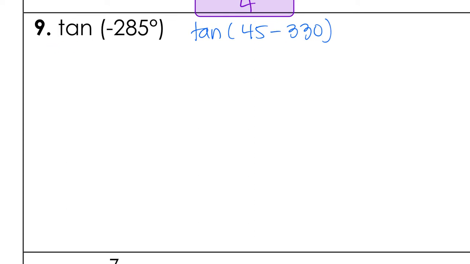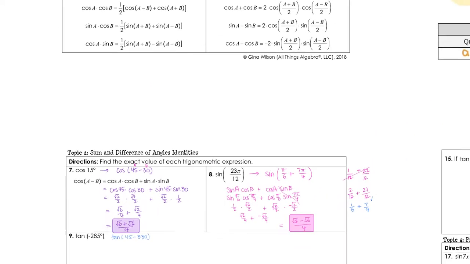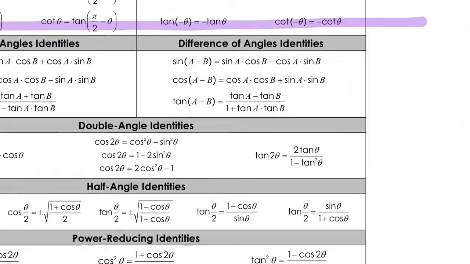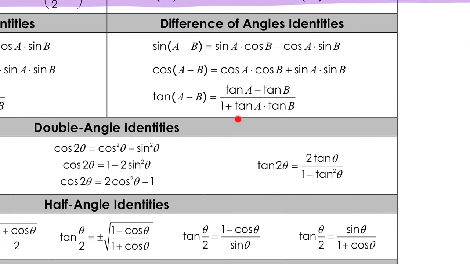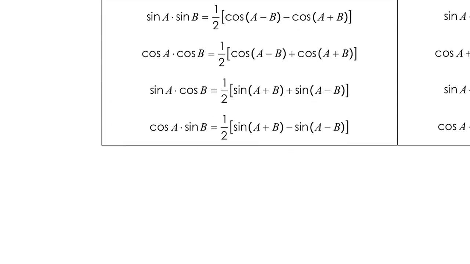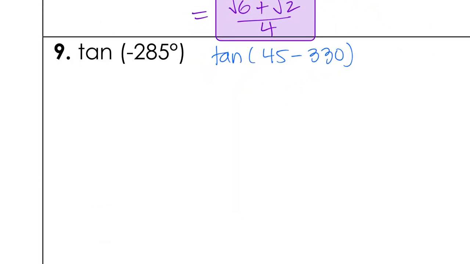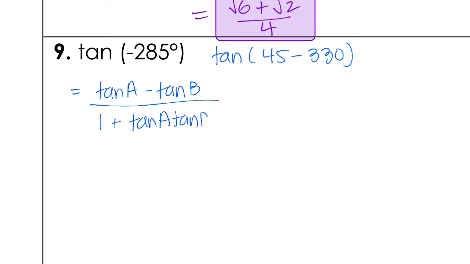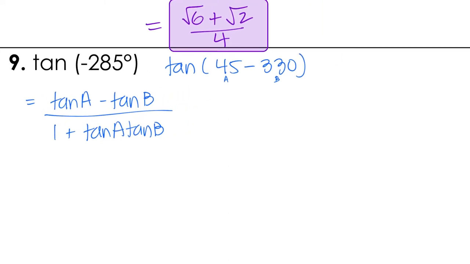We did tangent. So we need to follow the pattern for difference of angles for tangent. So that'll be this here. Tan A minus tan B, over 1 plus. Okay, so let's see if I can remember that. Over 1 plus. Okay, so 45 is our A and 330 is our B. So let's fill this in.